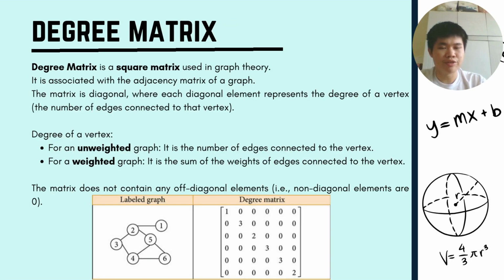Degree matrix is a square matrix. In other words, the number of rows and the number of columns in the degree matrix are the same. Degree matrix is commonly used in graph theory. The matrix is diagonal, where each diagonal element represents the degree of a vertex. For an unweighted graph, the degree of a vertex is the number of edges connected to the vertex, while for a weighted graph, it is the sum of the weights of the edges connected to the vertex.